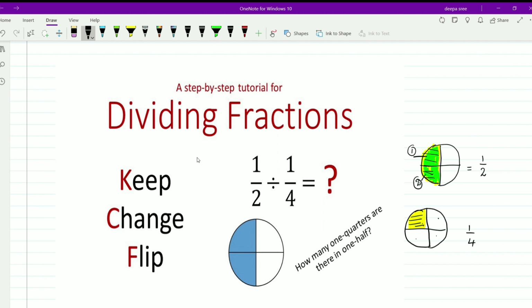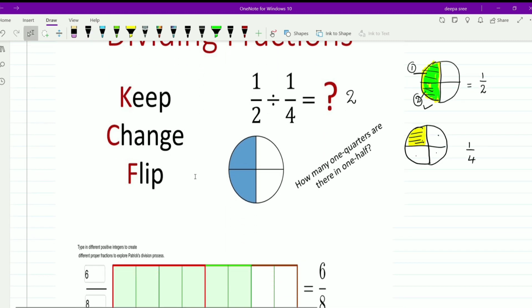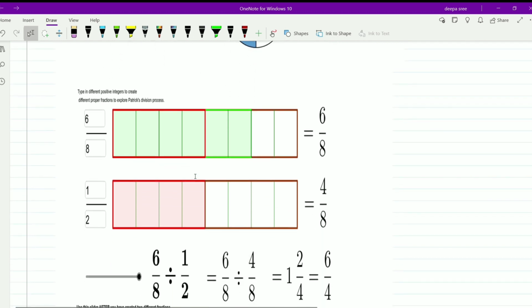So how many times did it fill? Two times. It means 1 by 2 divided by 1 by 4, the answer is 2. Now we can go through the next figure.